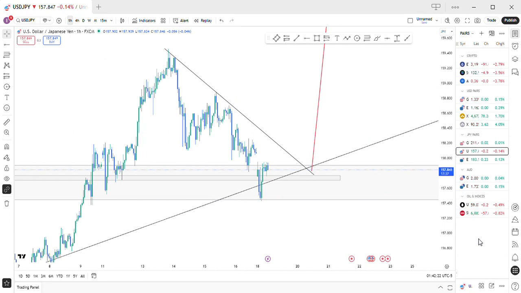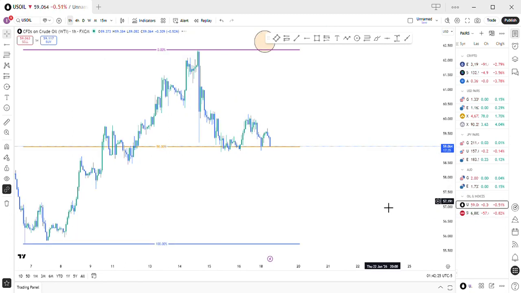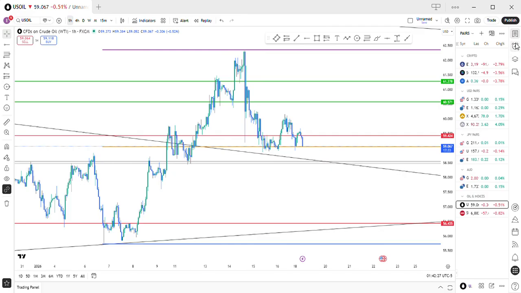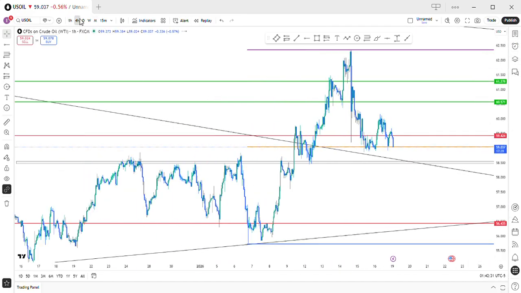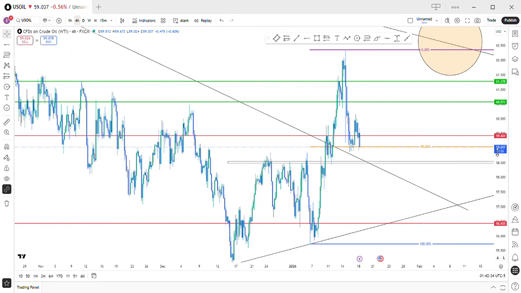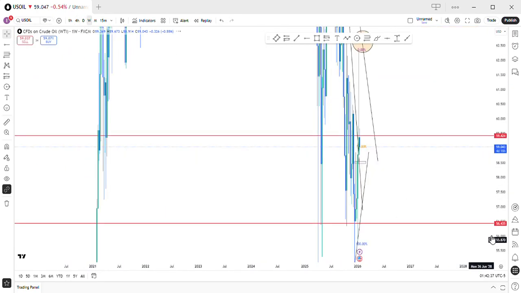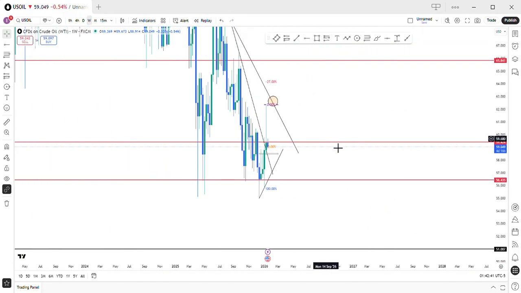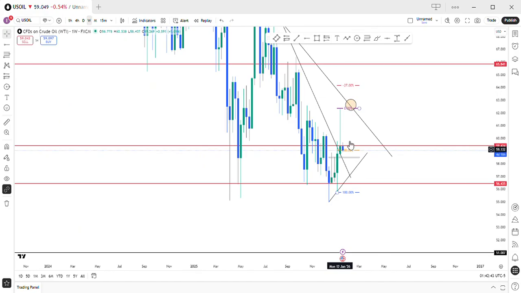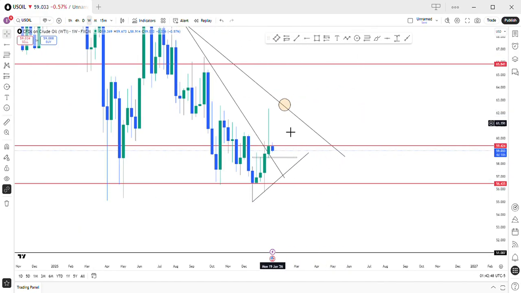Let's go to oil. Oil has a nice setup, but it's really technical, kind of technical for me. So on the weekly time frame, what can we see? We could see that price has already broken out from... let me remove this chart. We could see that price is actually reacting from this weekly key level. Price is actually reacting at that level right there.